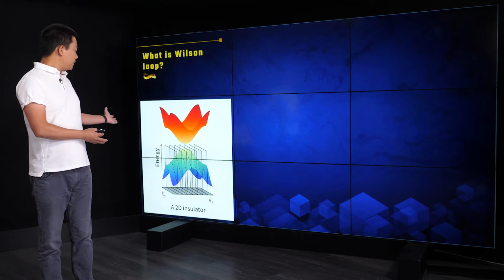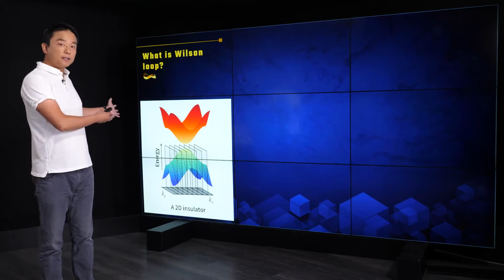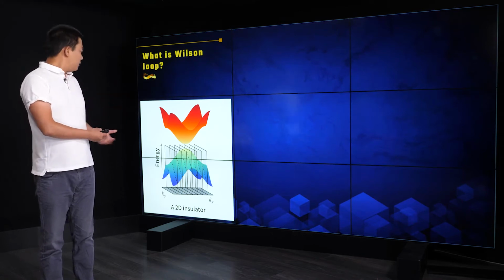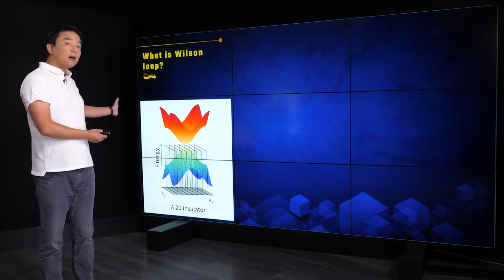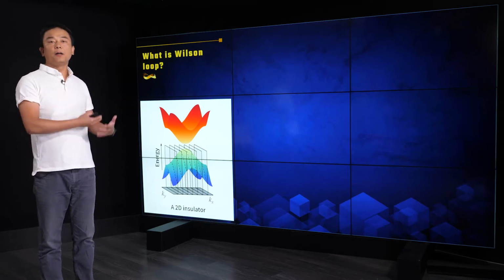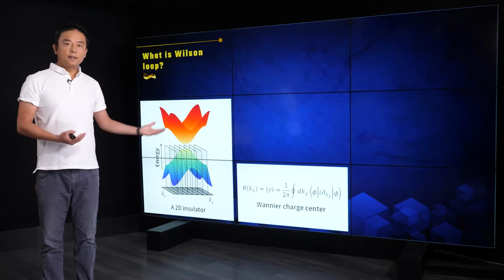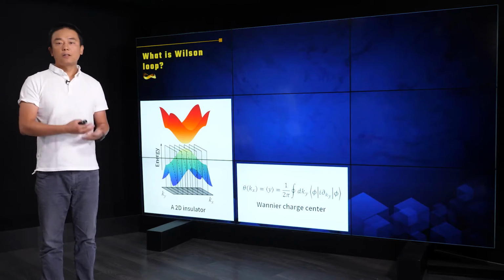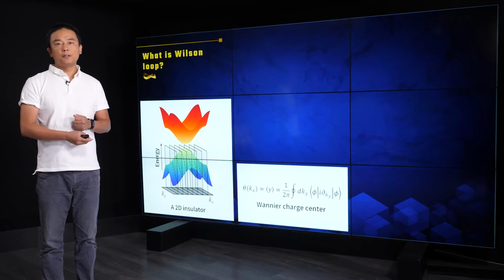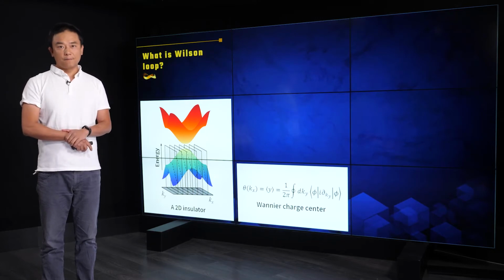For this insulator, we plot the band structure in the kx, ky plane. We know if we cut a line along ky here, it's also an insulator, but it's one-dimensional. If we integrate the Bloch wave function along this line, this quantity is actually the Berry phase. It corresponds to the Wannier charge center of the valence band. Here theta is the Wannier charge center, corresponding to the inner coordinate of the valence band wave function.